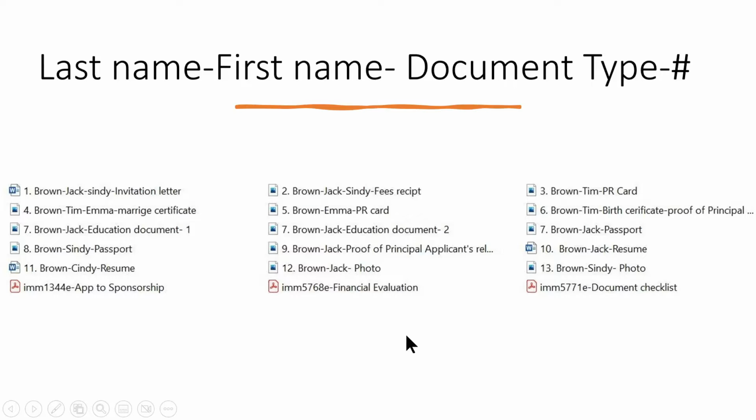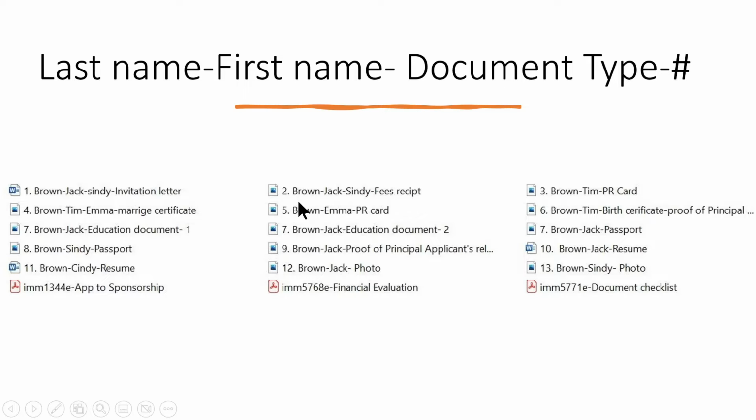To label the documents, you need to use the last name of the person whose document it is, hyphen, first name of the person, hyphen, document type, and then if there is a number, hyphen, number of the document. So here you can see, for example, this is the main applicant, the principal applicant. His last name is Brown, hyphen, Jack, hyphen, Cindy, hyphen, invitation letter. So that's for the invitation letter, because this letter is for both Jack and Cindy.